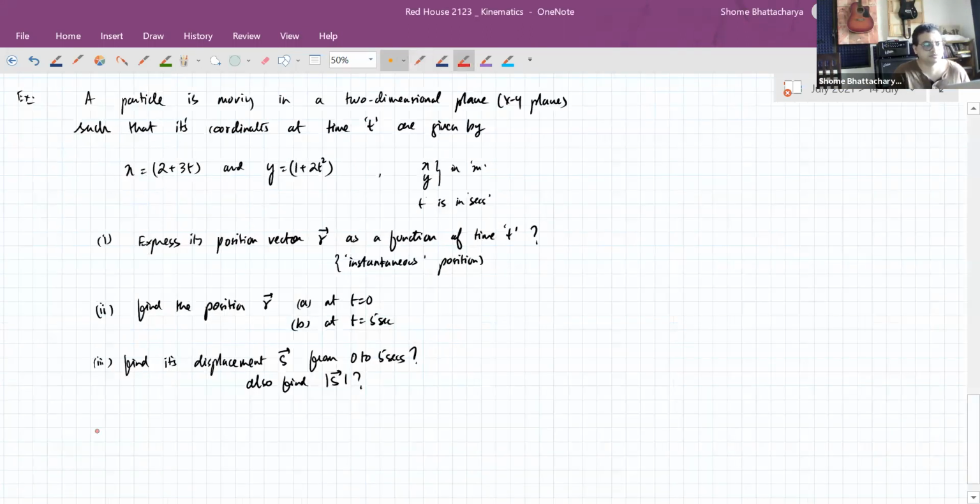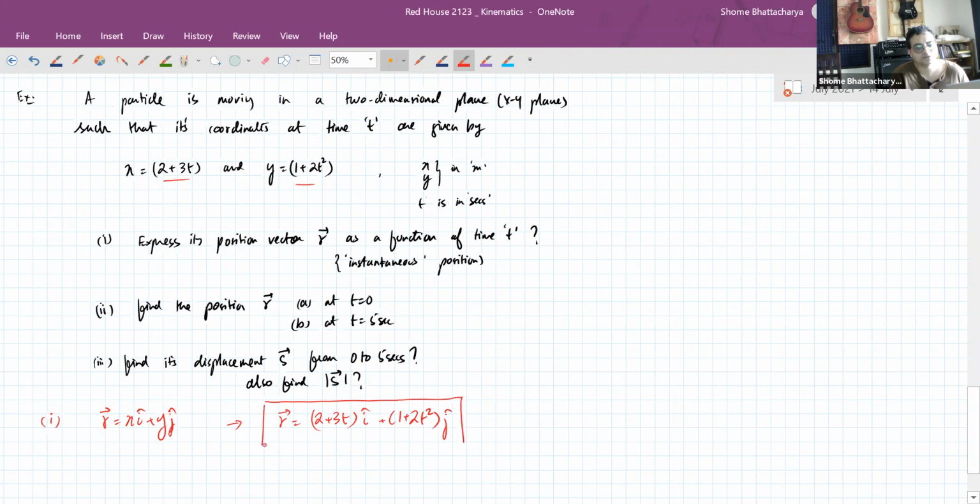So anyway, let's look at it first thing. The position vector at any instant of time is nothing but its x coordinate I cap plus its y coordinate j cap. There is no z coordinate because it's moving in the xy plane. So now we just have to substitute this to get it as a function of time as per the information of the question. So at any time t, the x coordinate is 2 plus 3t I cap, and the y coordinate is 1 plus 2t square j cap. In the language of kinematics, we say this is the instantaneous position because it's giving the position as a function of time. So at any instant t, the position is given by this. So hope this is clear, people.